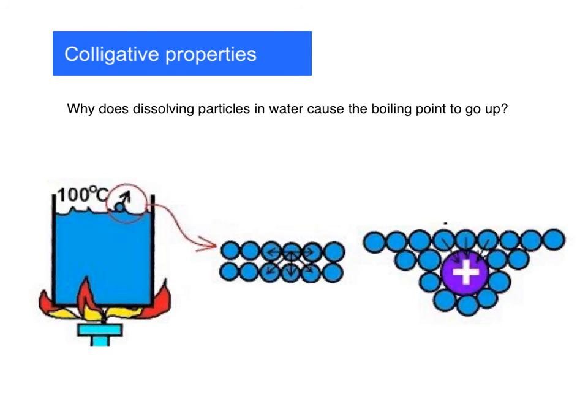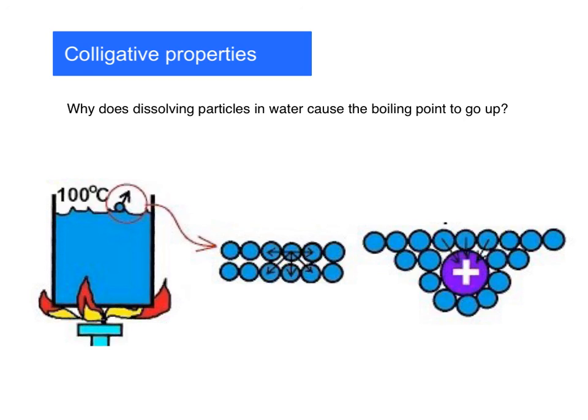Okay, the other colligative property that we're talking about in this chapter is the boiling point. So dissolving particles in water actually causes the boiling point to go up. Okay, so if this is our liquid water here on the particle level, all of these molecules are interacting via hydrogen bonds, right? If we dissolve something in that water, now the water molecules are interacting with each other to some extent, but they're also interacting with, in this case, this positive ion that we've dissolved.